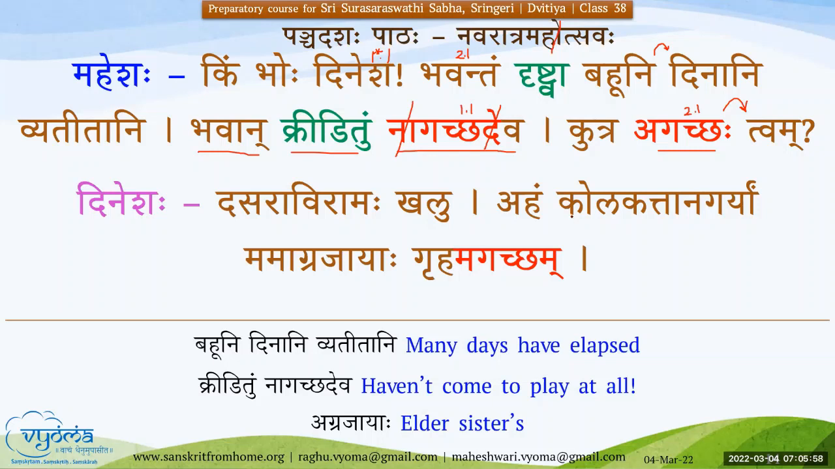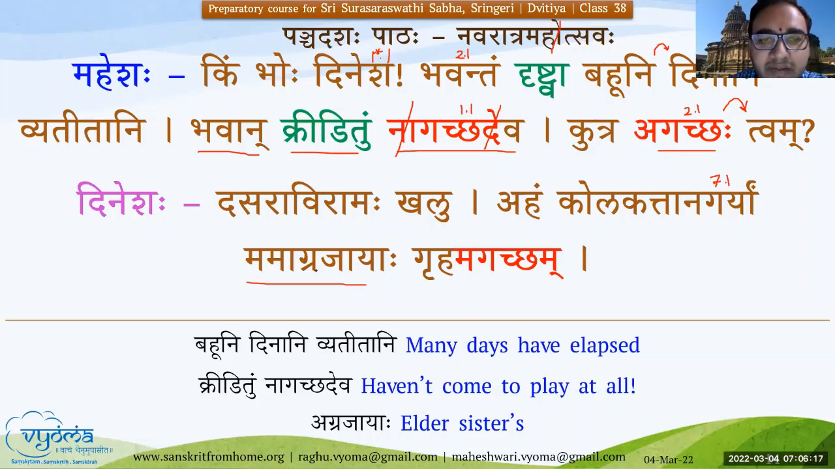Kolkata nagaryam. Uttamam. Kolkata iti nama nagaryaha nama. Nagari is ikaranta strilinga shabda. Okay. So nagaryam will become saptami vibhakti, saptami vibhakti ekavachanam. Very good. And then mamagrajayaha. Shashti vibhakti ekavachanam. Correct. Mama agrajayaha, savarnadirgha sandhi.